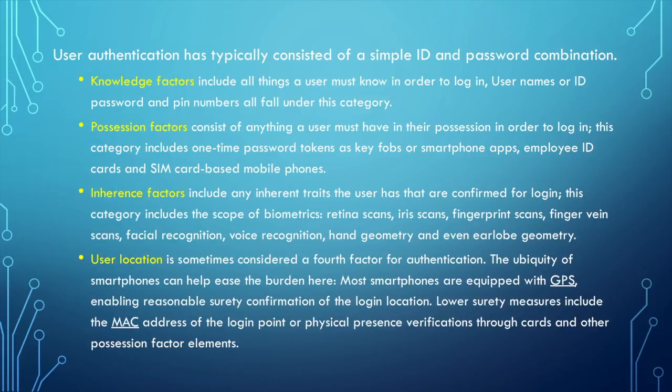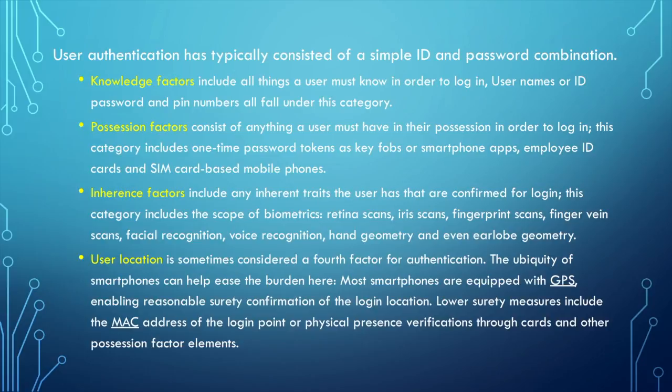Possession factors consist of anything a user must have in their possession in order to log in. This category includes one-time password tokens, such as key fobs or smartphone apps, employee ID cards, and SIM card-based mobile phones. Inherence factors include any inherent trait the user has that is confirmed for login. This category includes the scope of biometrics: retina scans, iris scans, fingerprint scans, finger vein scans, facial recognition, voice recognition, hand geometry, and even earlobe geometry.